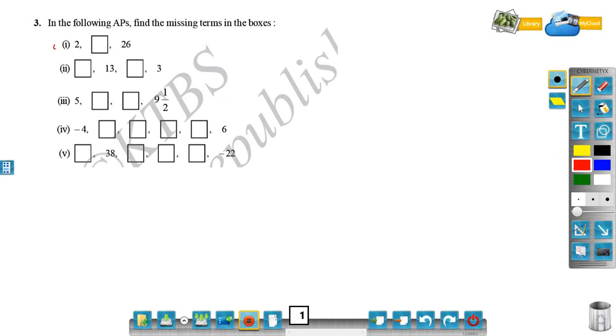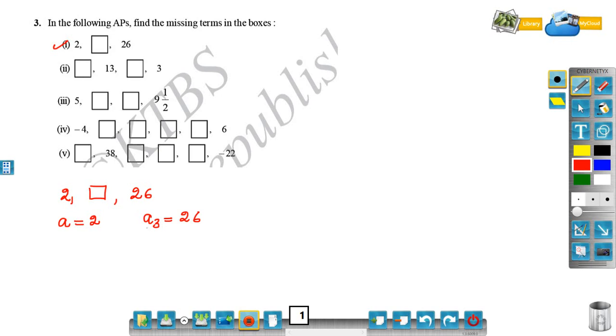The first AP is 2 comma, here there is a blank and 26. Look at this, here 2 is the first term, that is first term is represented by A, that is first term is 2. Second term is not given, that we have to find, and third term is given, third term is 26.